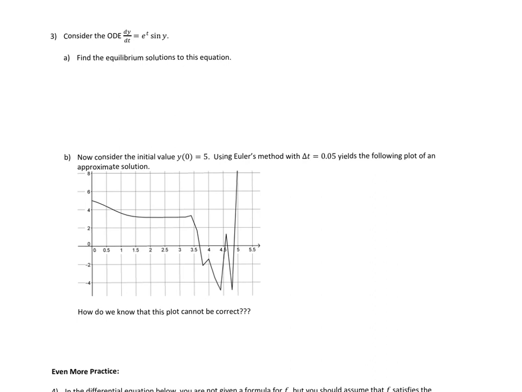Okay, consider the differential equation dy/dt equals e to the t times the sine of y. Find equilibrium solutions. So we set 0 equal to e to the t times sine y. Either e to the t equals 0 or sine y equals 0. This never happens. And the sine is 0 at multiples of pi. So equilibrium solutions at multiples of pi.